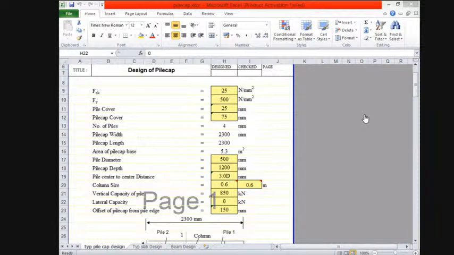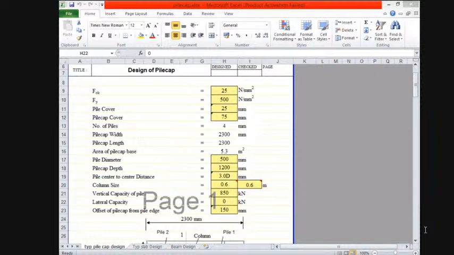Another one is the uplift capacity. Normally we don't know about the ground nature. Anytime the groundwater table may rise, and because of that water table rise there may be a chance of uplift of your building. So in that case you have to get the uplift capacity from the geotechnical engineer. These are the inputs you have to give. Whatever I am giving in the yellow shaded fill color, those are the inputs we have to give. Here we are going to discuss the 4 pile cap.